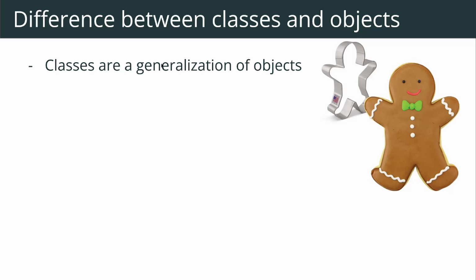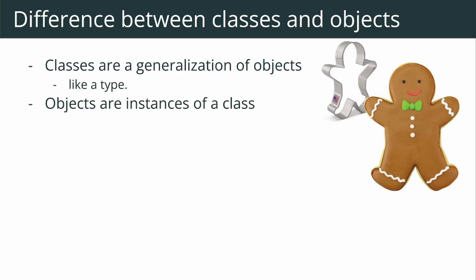Basically, a class is a generalization. It pretty much defines how the object will look. It's like a type. And then objects are the actual variable names.